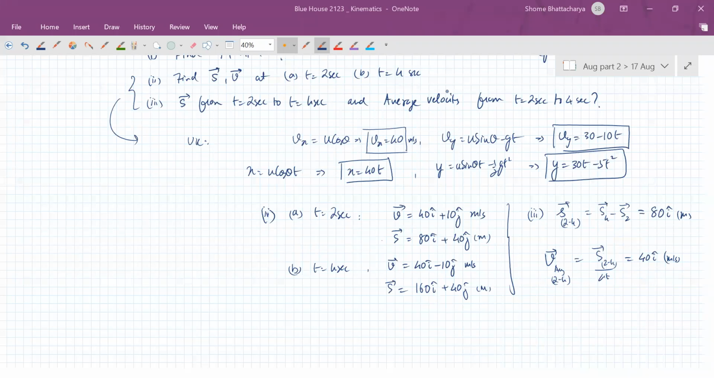Sir, if we subtract velocity at 4 seconds from velocity at 2 seconds, we get minus 20 j. Minus 20 आ रहा है क्या? Just check. See, Vy is 30 minus 10t.